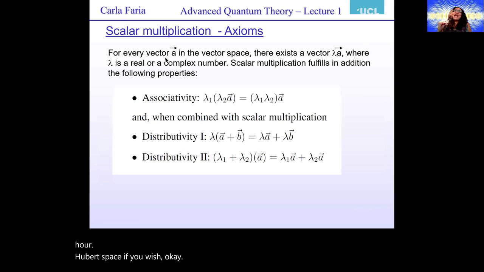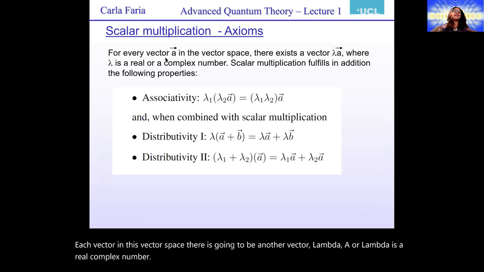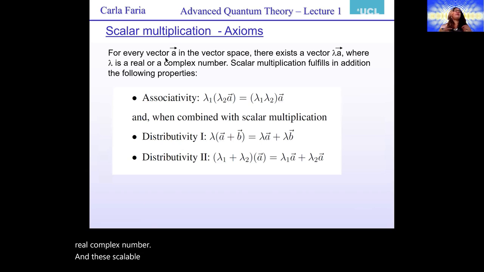Also, vectors obey what we call scalar multiplication, meaning if there is a scalar lambda and you multiply each vector in this vector space, there is going to be another vector lambda a, where lambda is a real or complex number. And this scalar multiplication has to fulfill the following properties. First, it has to be associative.